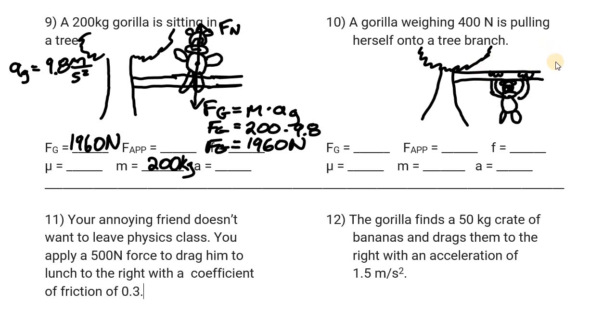Okay, so once again, what's the downwards force acting on this object? That's going to be our gravitational force, right? And then what's she doing? Once again, she's pulling herself upwards. She's pulling herself onto the tree branch. So what's that force if she's pulling herself upwards? I would say that that's an applied force. Whenever we're dealing with a push or a pull, we're going to be saying that's an applied force.